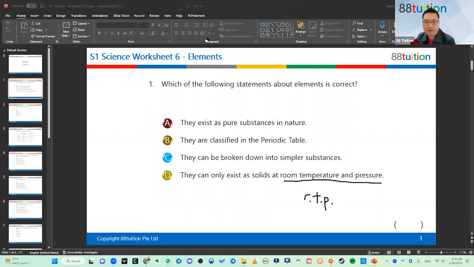So pure substances is false. A is false. Can it be broken down into simpler substances? Cannot, because elements are already the simplest form. Elements can exist as liquids as well, not just solids at room temperature and pressure. So the answer is B. They are classified in the periodic table. Okay, can I move on?